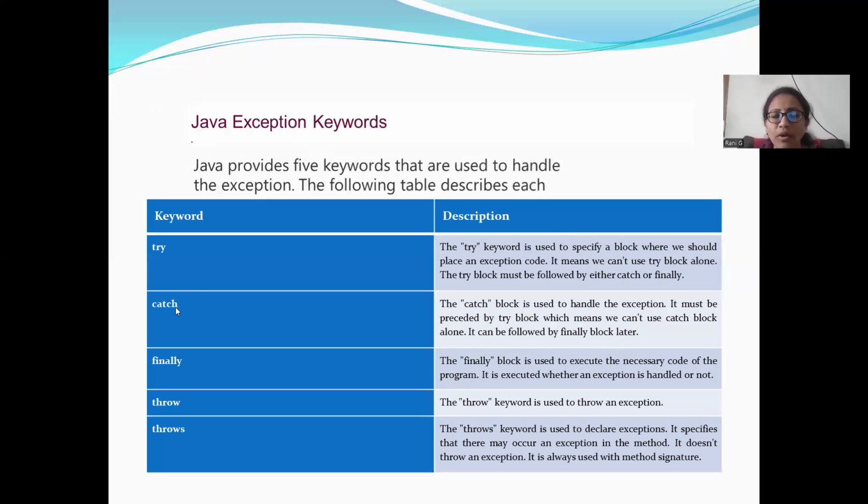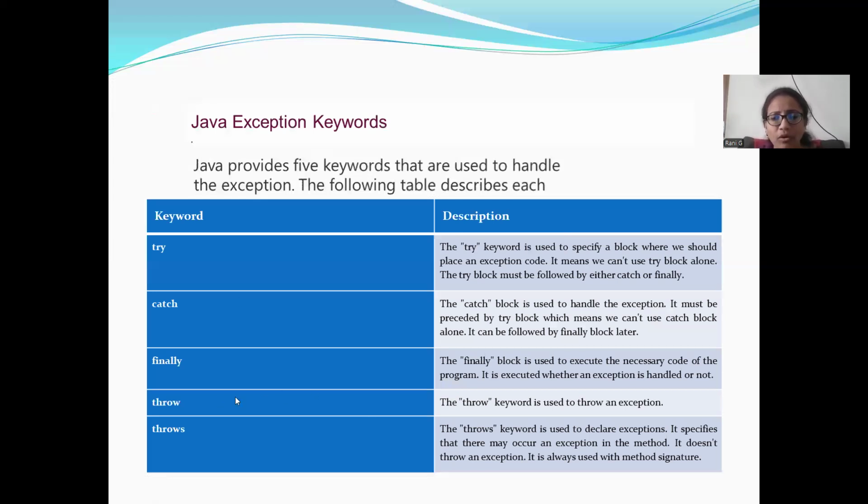So next, the catch block. Whatever doubtful code is kept in the try block will be handled by the catch block. Immediately after the try block, we should keep the catch block. So whatever exception is there in the try block, immediately it will be caught by the catch block. In a program, we can't use a catch block singly. It should be followed by the finally block.